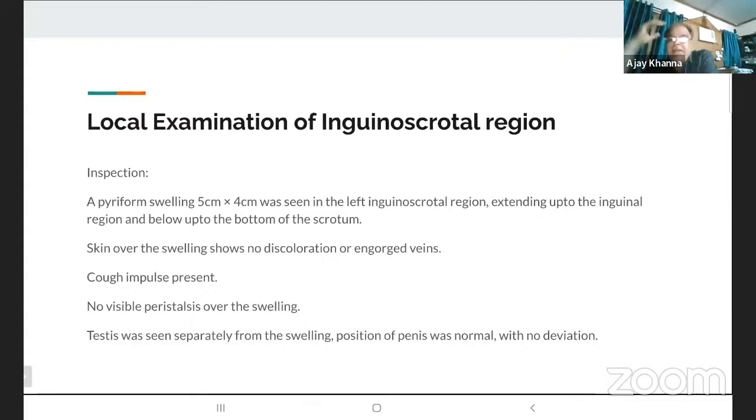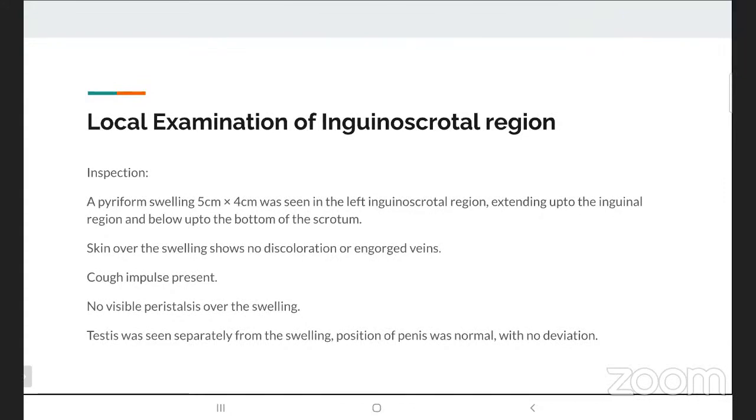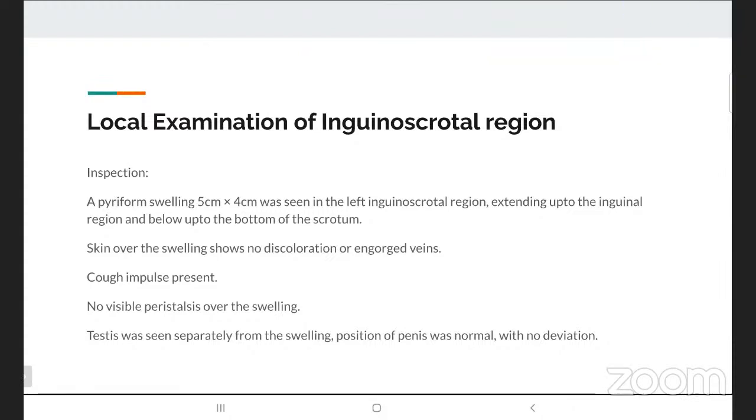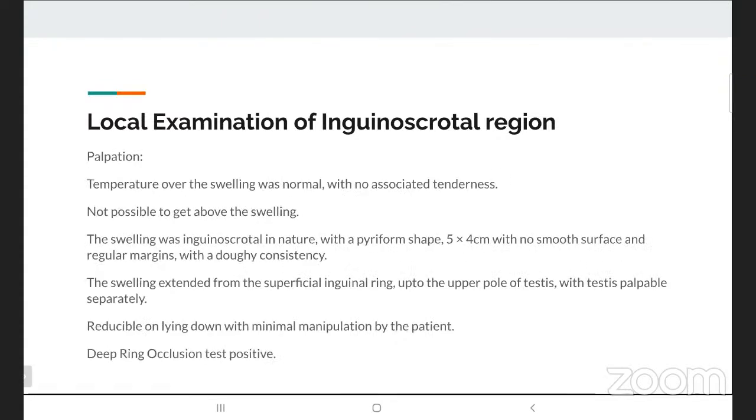So when you say it is an incomplete variety, what is that incomplete variety? What is the name of this type of hernia? This type of hernia is known as a funicular type of hernia, where the hernia reaches up till the upper pole of the testis. Whereas an incomplete hernia is basically a hernia which does not reach up to the base or the bottom of the scrotum. What is the other incomplete hernia? The other incomplete hernia is a bubonocele, which stays in the inguinal canal only and does not cross the superficial inguinal ring.